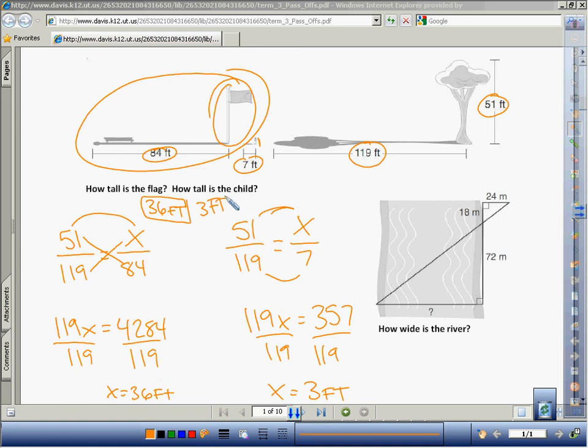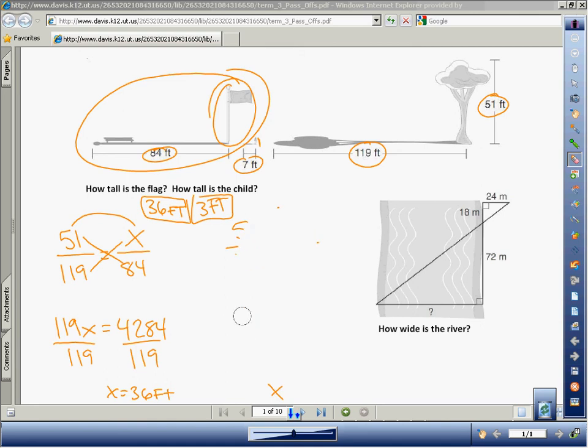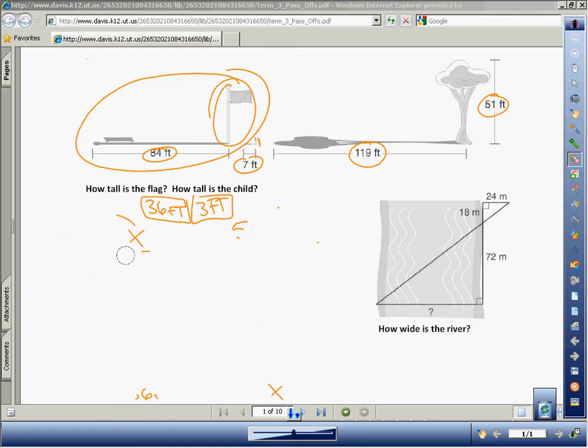So that's the answer there, 3 feet. Okay. I'm going to set up this other one. I'll let you guys solve that on your own. This other one's similar, but the setting up's a little tougher.